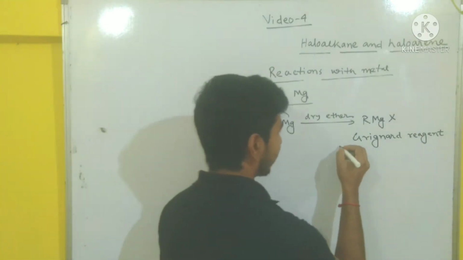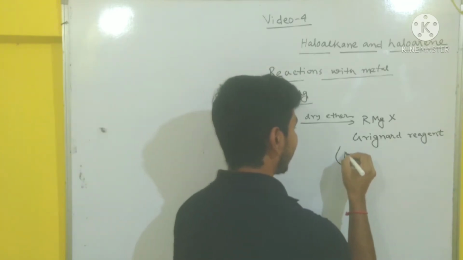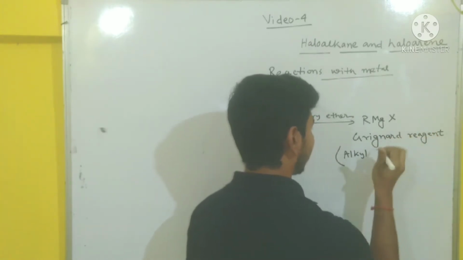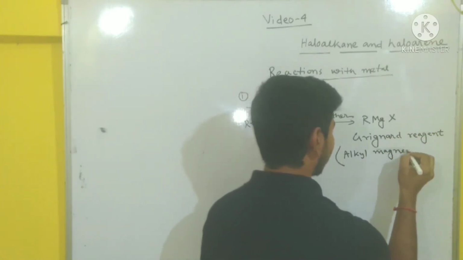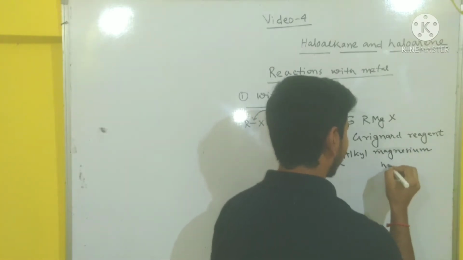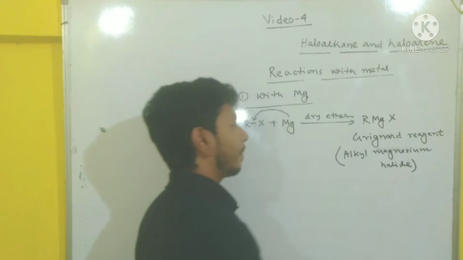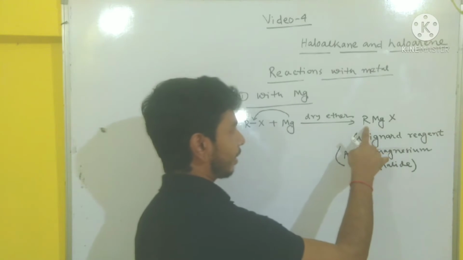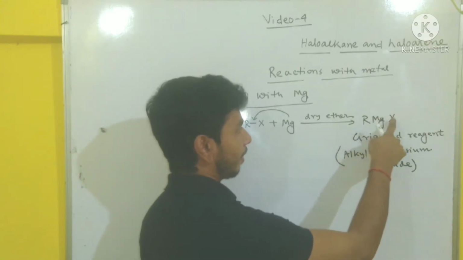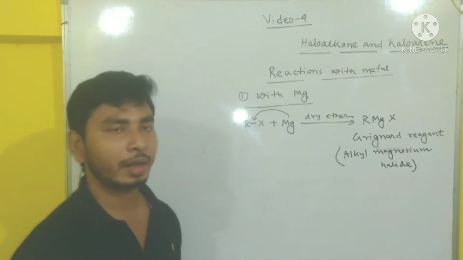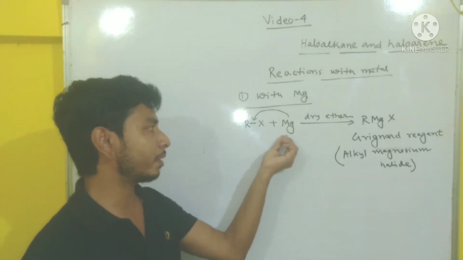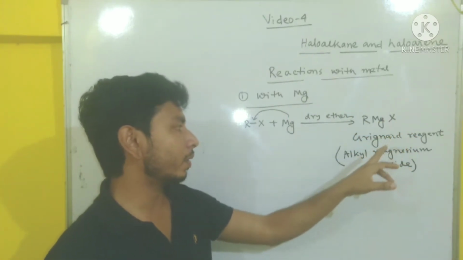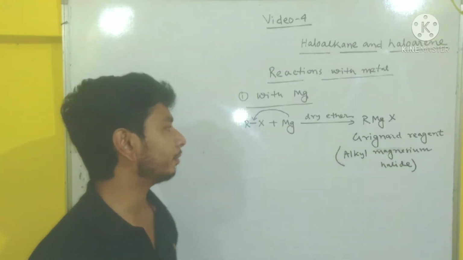This Grignard reagent is also known as alkyl magnesium halide. So RMgX, R is alkyl group, magnesium halide. So it is alkyl magnesium halide. Alkyl halide upon treatment with magnesium in presence of dry ether gives RMgX, which is called Grignard reagent. Also it is known as alkyl magnesium halide.